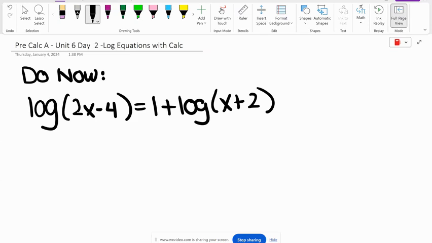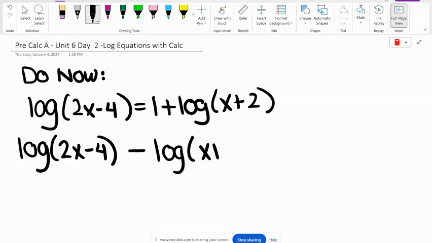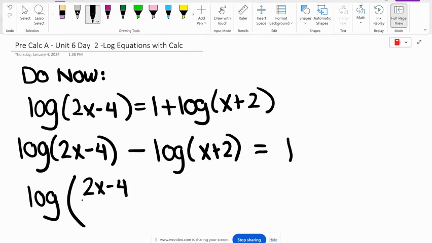What are we going to have to do here? We're going to move the log over. So I'm going to have log of 2x minus 4 minus log of x plus 2 is equal to 1. What do you think we're going to do now? Turn it to division, so log of 2x minus 4 divided by x plus 2. You got it. We're going to turn it into division. So we're going to bring it down to 1 log, and that's going to be 2x minus 4 over x plus 2.